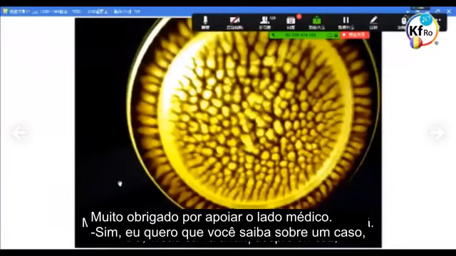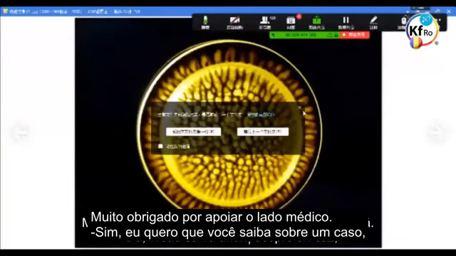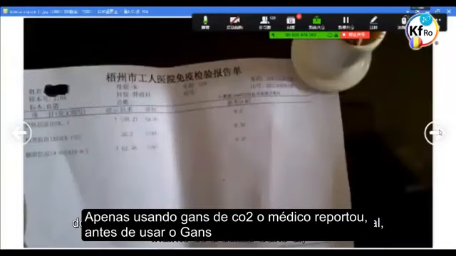Thank you very much for your support with the medical side. Yes, I want to show you a case that also our E19 announced: the cure of a patient with lung cancer just with CO2 gas. So this is the examination report.